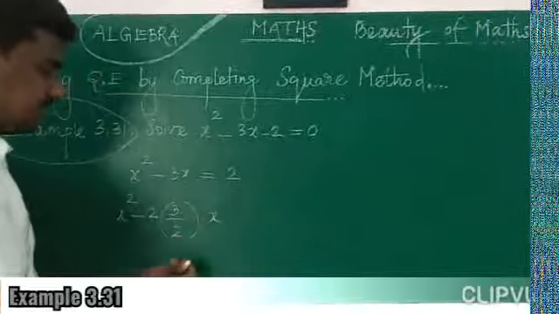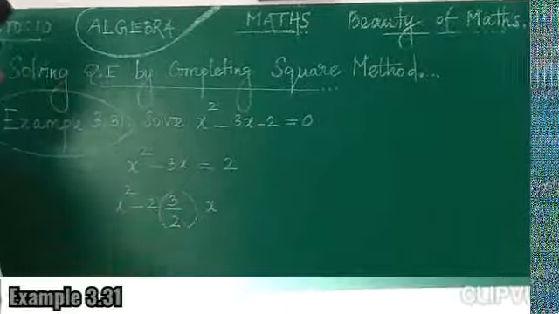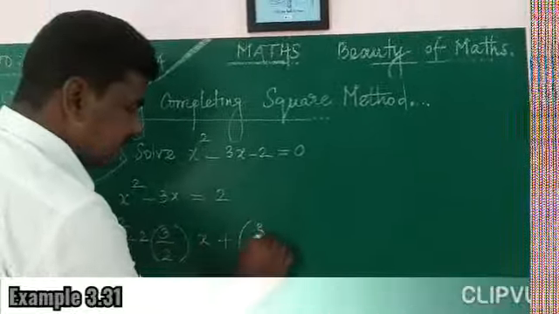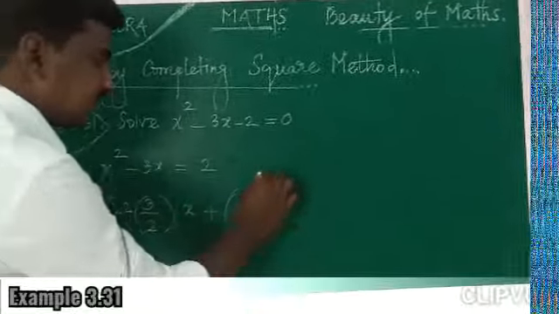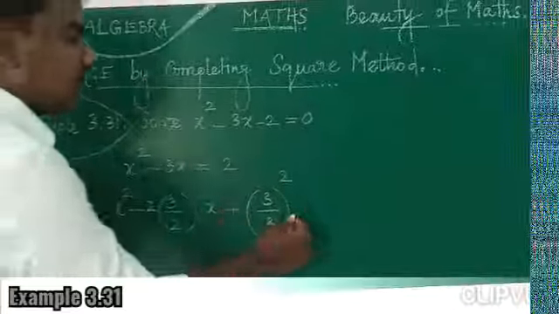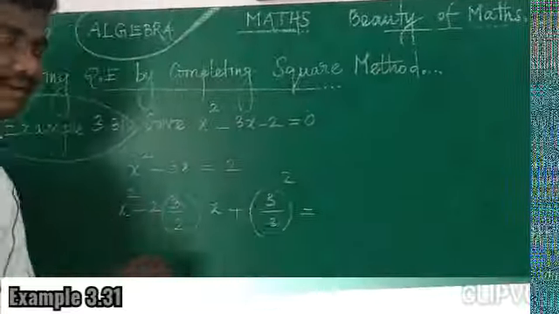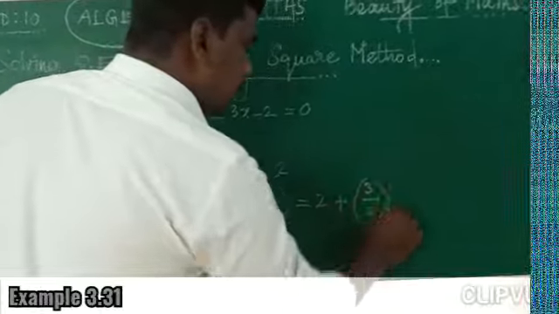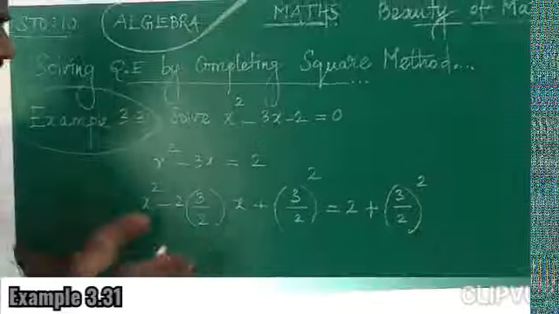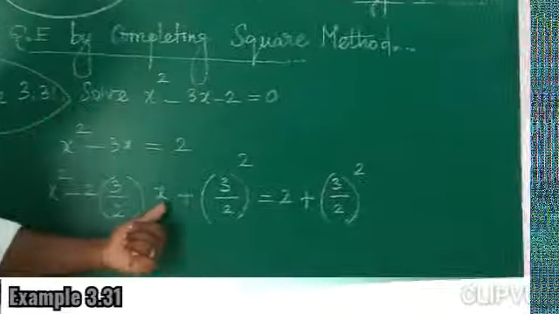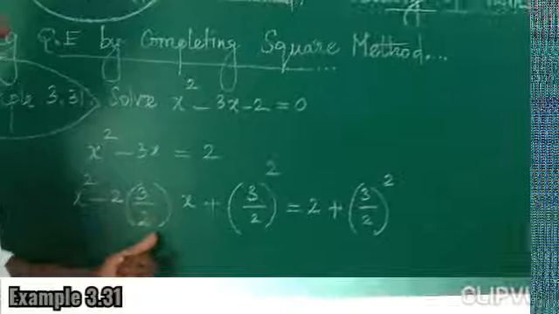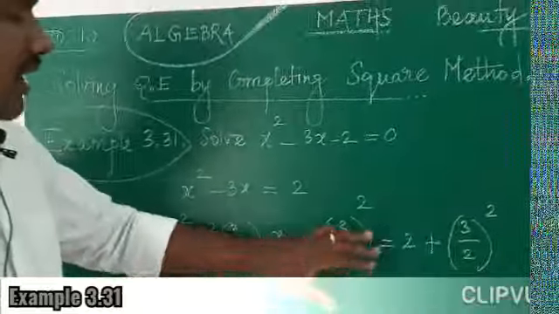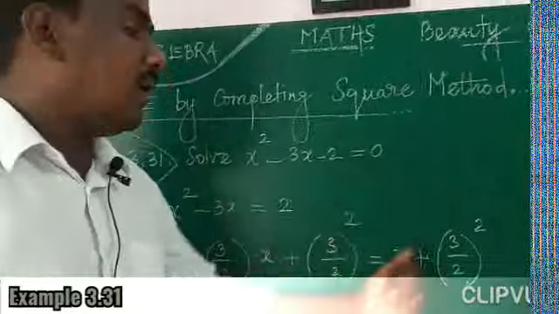The next, finding the square of half of coefficient of x. Half of coefficient of x is 3 by 2. This is half of coefficient of x. Its square, we add on both sides. So left hand side I added, right hand side 2 plus this 3 by 2 whole power 2. Okay. What we did here? First we find the half of coefficient of x, that is 3 by 2. That's why I have written multiplied and divided by 2. And I added the square of half of coefficient of x on both sides.